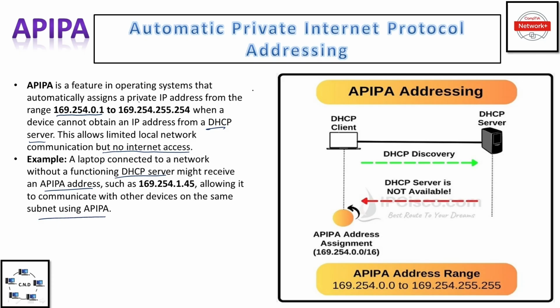So you must have seen this IP address when your IP settings are set to auto and your network cannot assign, or your DHCP cannot assign you, an automatic IP address. Then your device gets the APIPA IP address, and if there are similar devices that are also unable to get an IP address from the DHCP server, they will also get an APIPA IP address in the same subnet, and the devices will be able to communicate over this network.